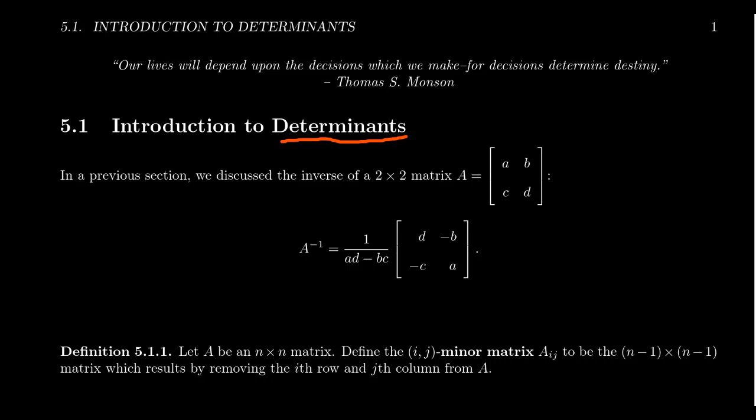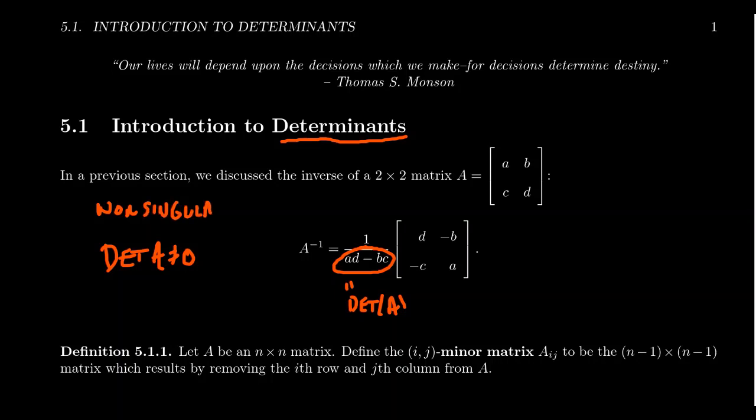But our topic at hand right now is this number, AD minus BC. As we mentioned before, this number is the determinant of this matrix A. The formula for the inverse of a 2x2 matrix depends on this number, which we call the determinant. And the matrix was invertible if and only if the determinant was non-zero, so it was non-singular. In this case, the determinant was equal to this linear combination of the coefficients, AD minus BC. What we want to see in this chapter is a generalization of this formula, among some other applications of the determinant.